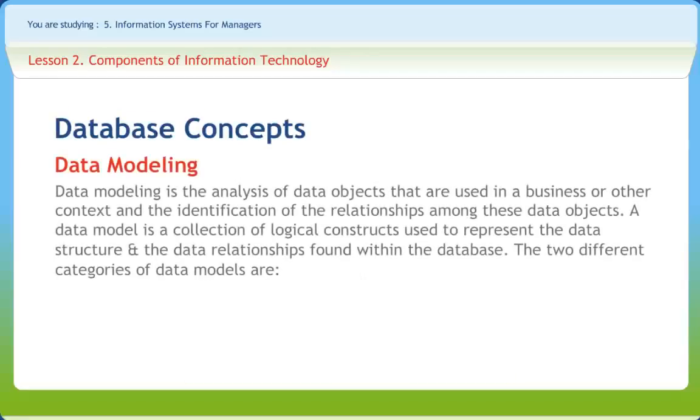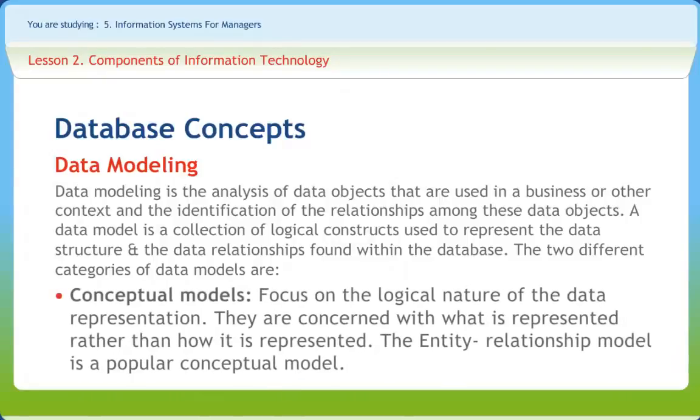Data modeling is the analysis of data objects that are used in a business or other context and the identification of relationships among these data objects. A data model is a collection of logical constructs used to represent the data structure and data relationships found within the database. The two different categories of data models are conceptual model and implementation models. Conceptual models focus on the logical nature of data representation and are concerned with what is represented rather than how it is represented.